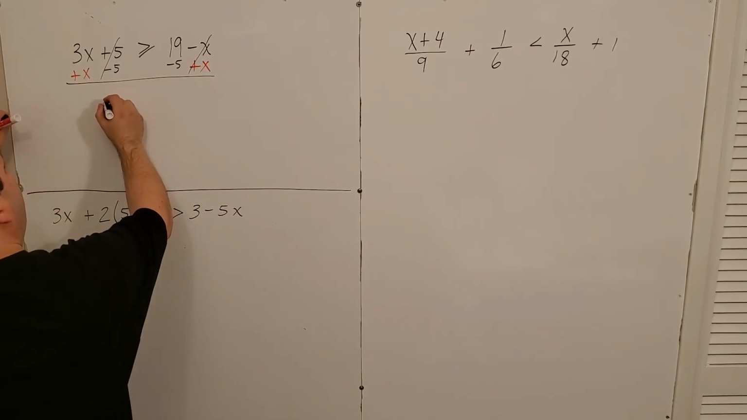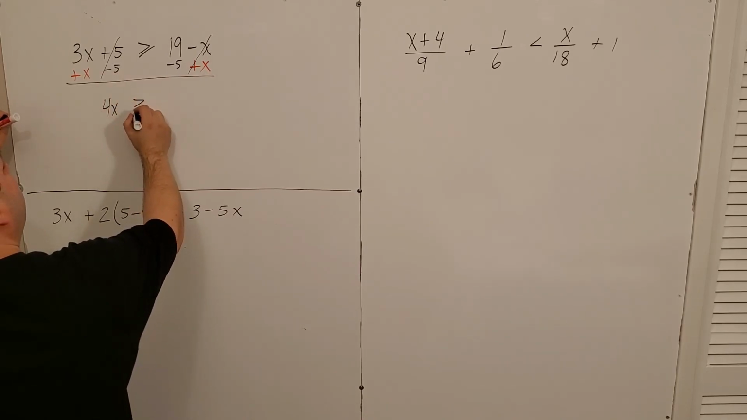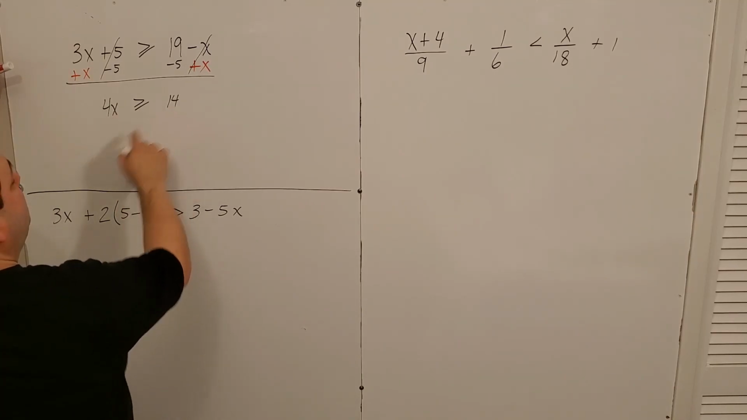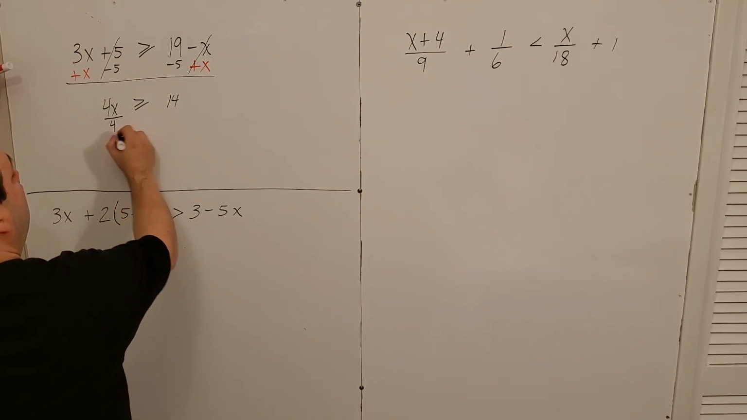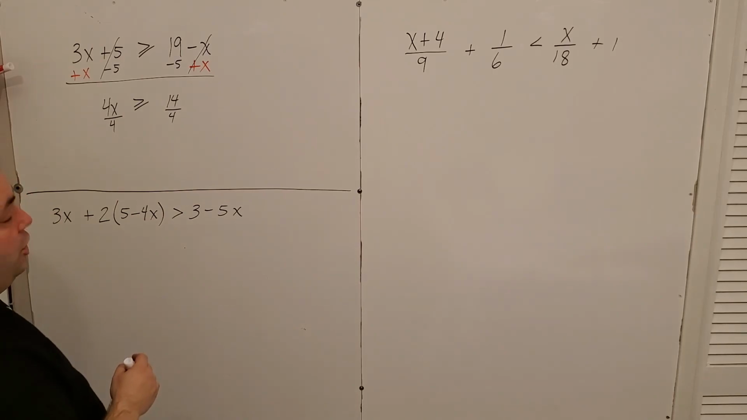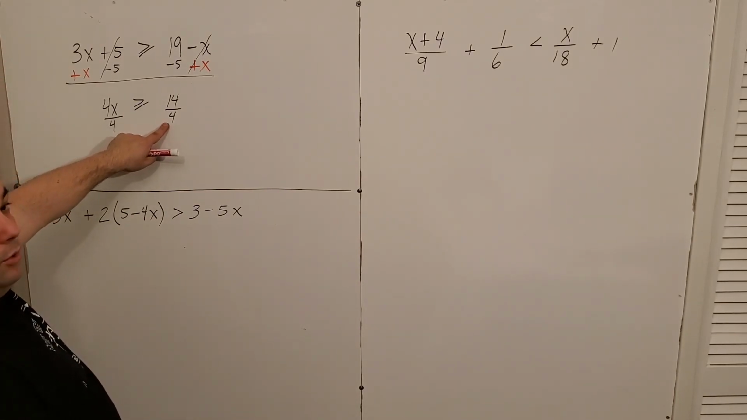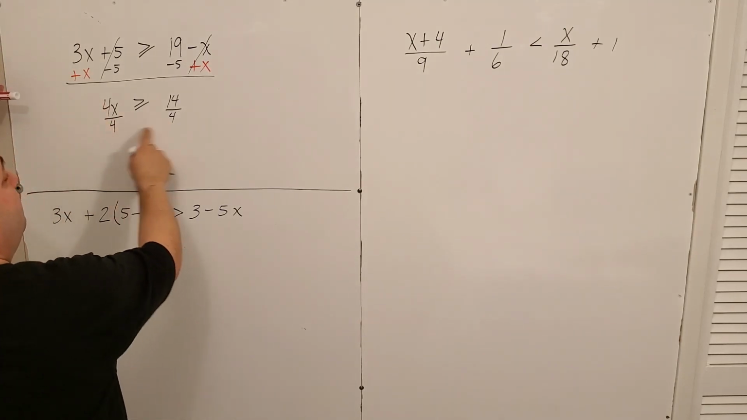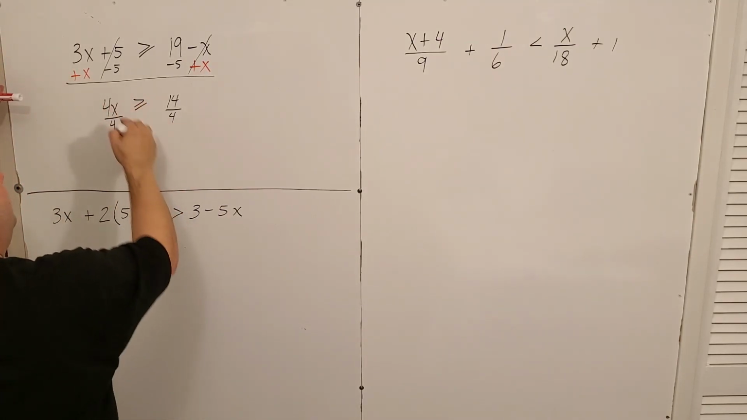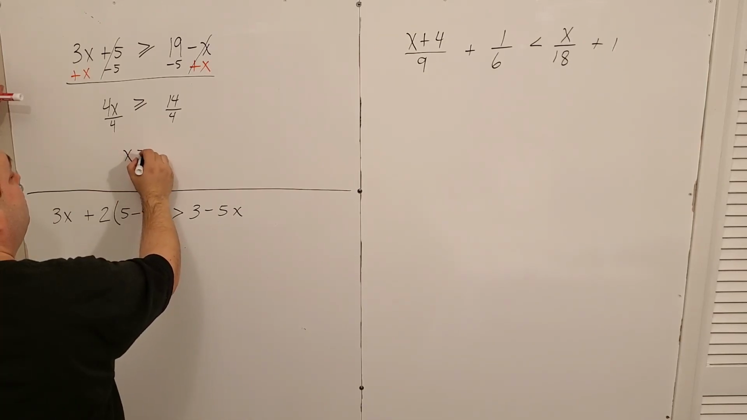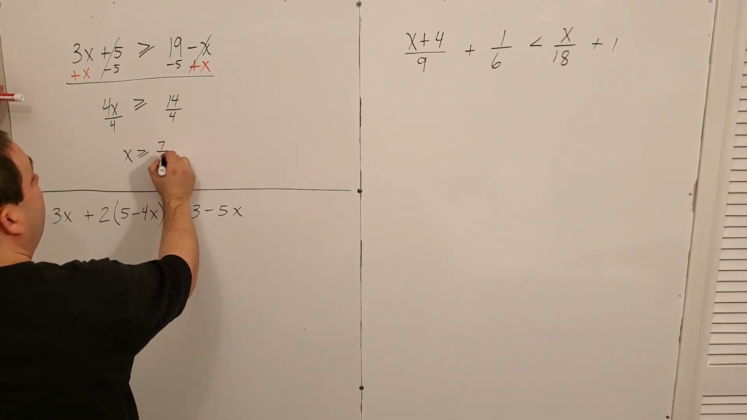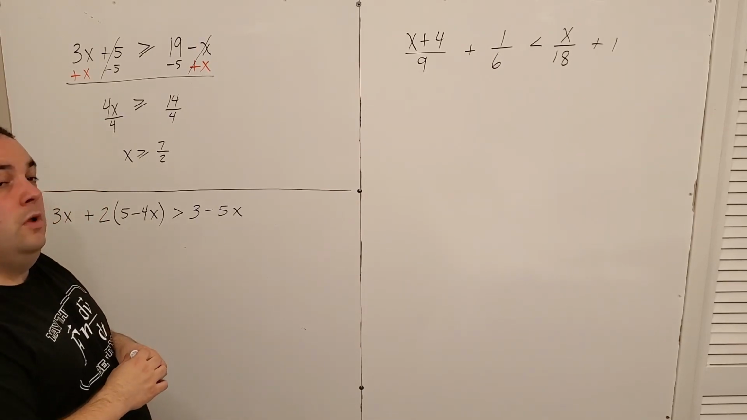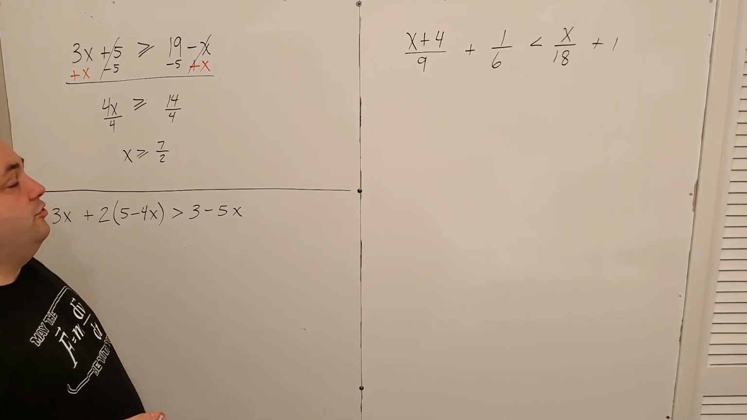So I'm left with 4x is greater than or equal to 14. And I'm going to divide both sides by 4. I'm going to point out here, and I want you to notice that I'm dividing by a positive number. That will be important for you to realize in a minute. Okay? Dividing by a positive number has no effect on the inequality. So I have x is greater than or equal to 7 over 2. All right. So then I need to display this in the other 2 ways.